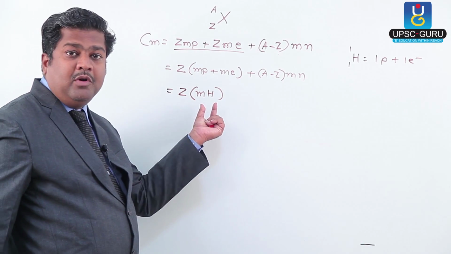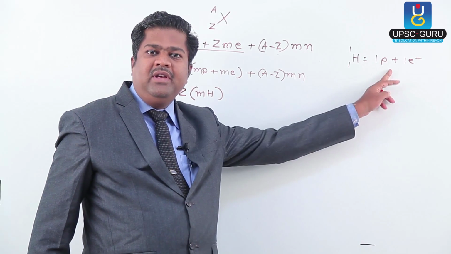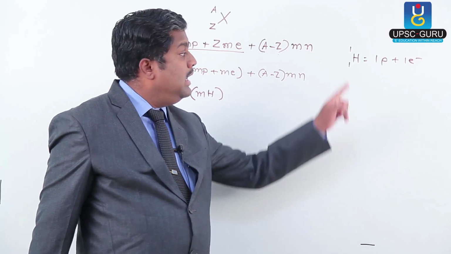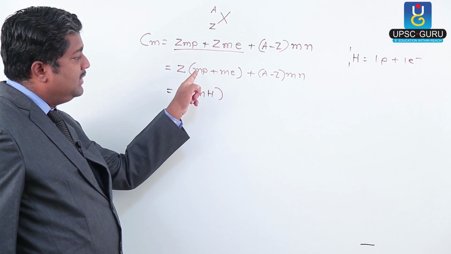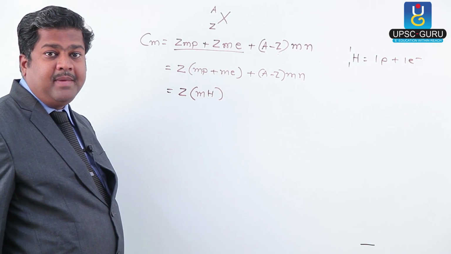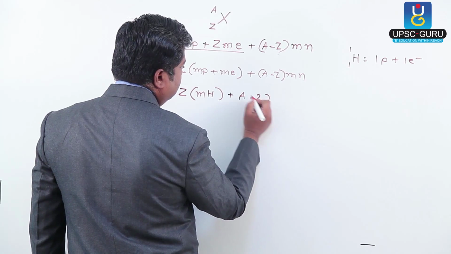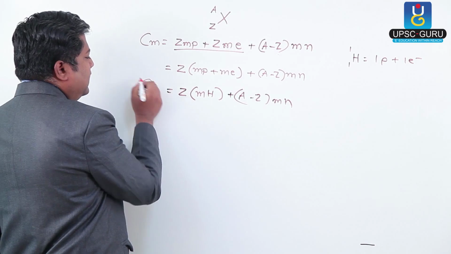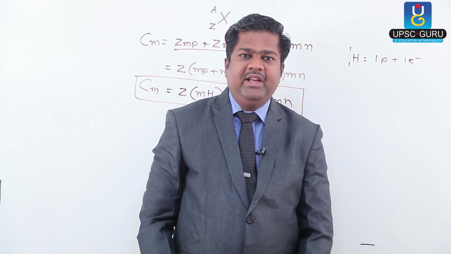Many students are not able to follow this step. I am revising again, that a single hydrogen atom has one proton and one electron. So the mass of one proton plus the mass of one electron, I can consider the mass of a hydrogen atom. So in the bracket I am writing here the mass of proton plus the mass of electron from here. So instead of one proton plus one electron, I can replace it by the mass of a hydrogen atom plus A minus Z, whatever the figure is, into the mass of neutron. So in this way, by using this simple formula, we can calculate the mass of any given atom.